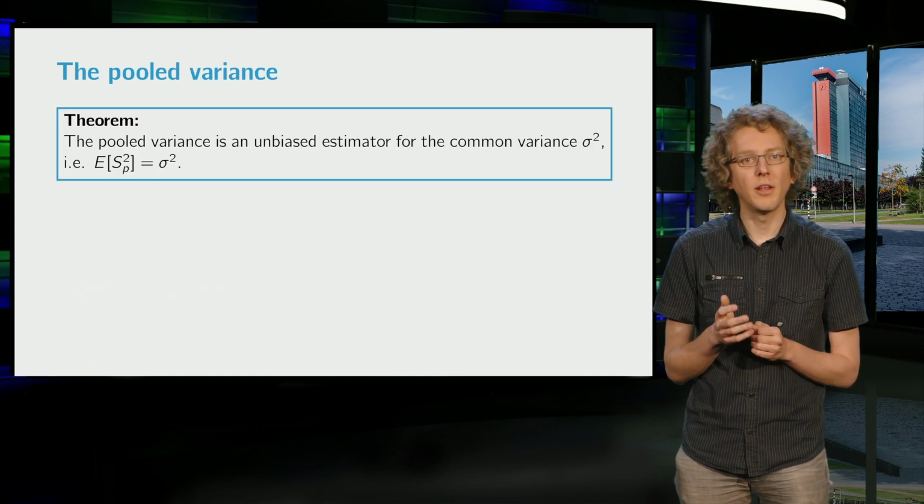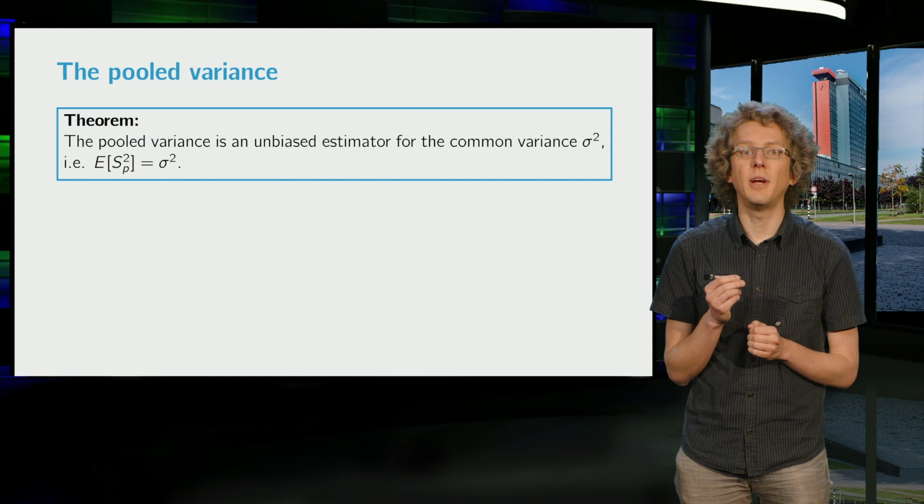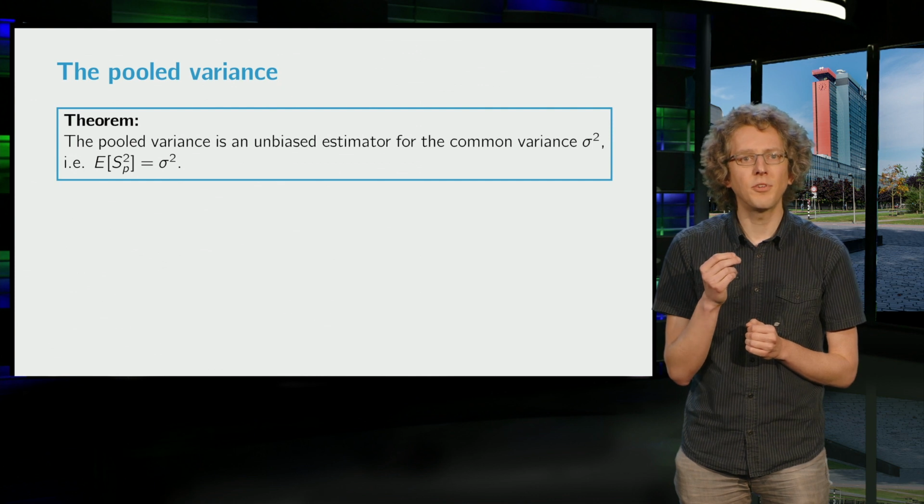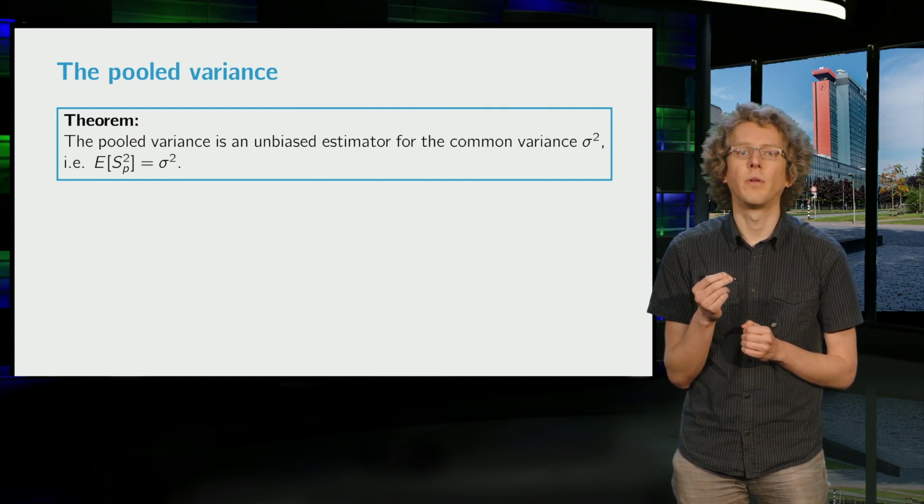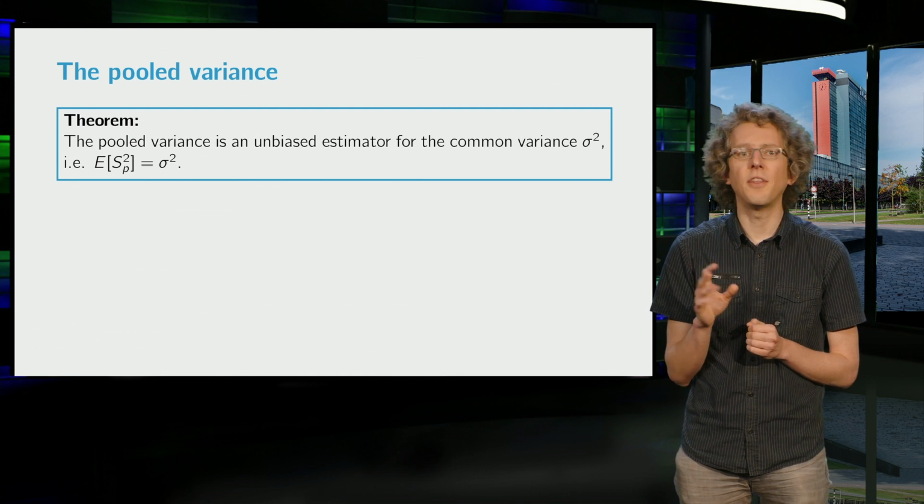It can be shown that this is an unbiased estimator for the common variance. Note that this is actually another assumption. We assume that the variance in both groups is the same. We'll get back to this assumption at the end of this video.